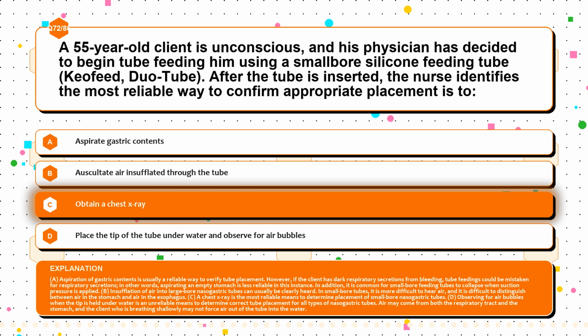Insufflation of air into large-bore nasogastric tubes can usually be clearly heard. In small-bore tubes, it is more difficult to hear air, and it is difficult to distinguish between air in the stomach and air in the esophagus. A chest X-ray is the most reliable means to determine placement of small-bore nasogastric tubes. Observing for air bubbles when the tip is held under water is an unreliable means to determine correct tube placement for all types of nasogastric tubes. Air may come from both the respiratory tract and the stomach, and the client who is breathing shallowly may not force air out of the tube into the water.